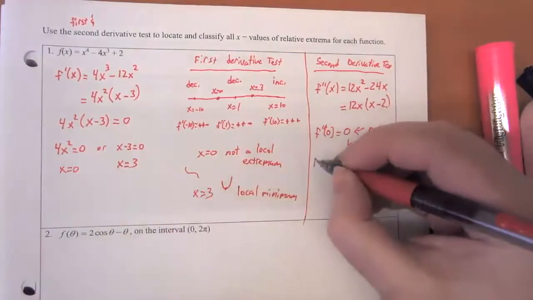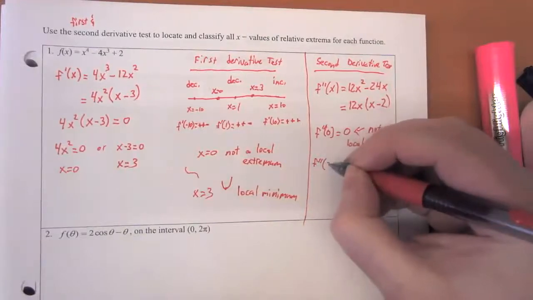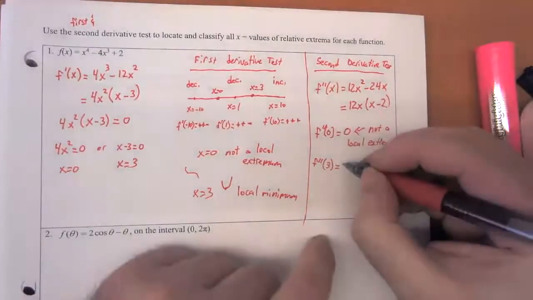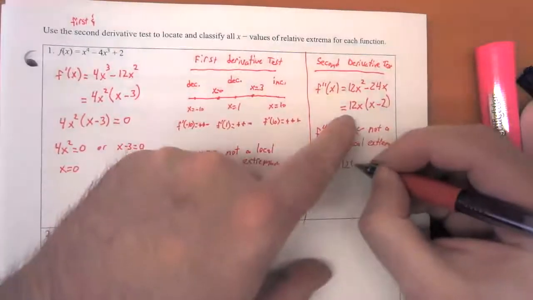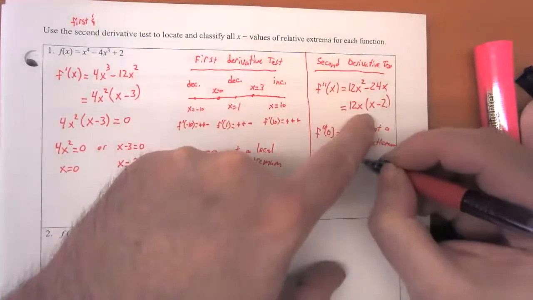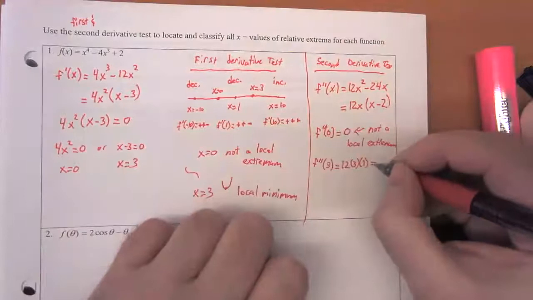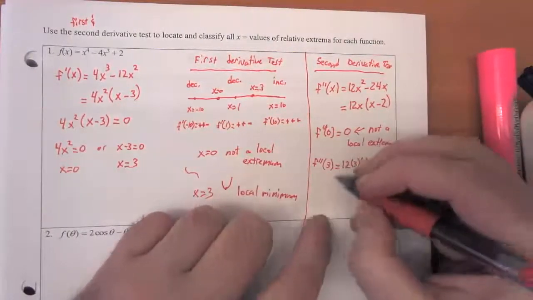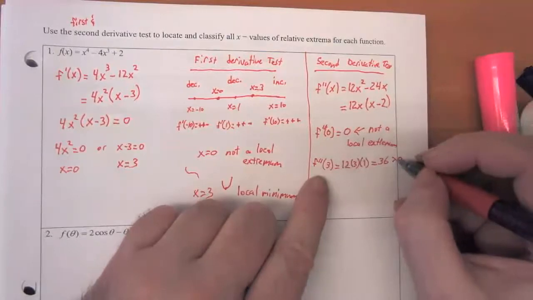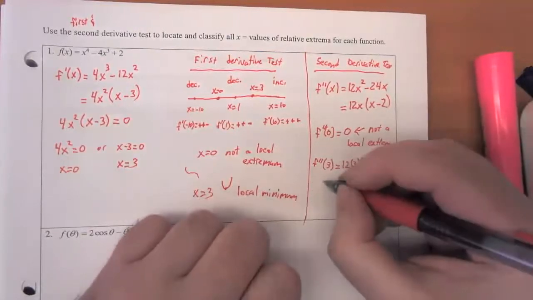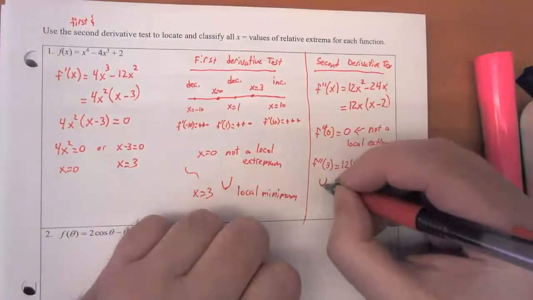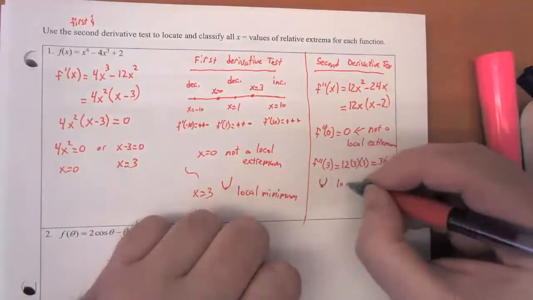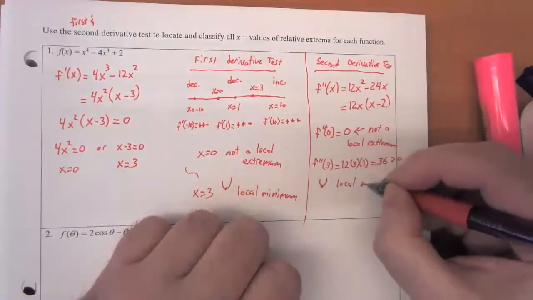And if we put in the second derivative at 3, we've got 12 times 3 times 3 minus 2, which is equal to 36, which is positive. So that means that this is a positive function, which means that it's concave up at this point. And so that's a local minimum.